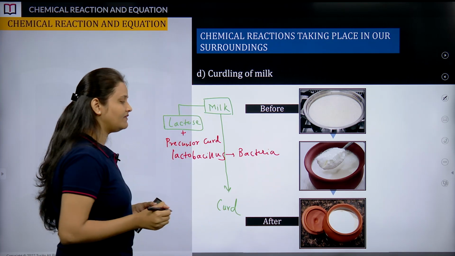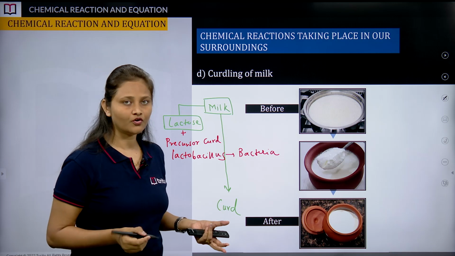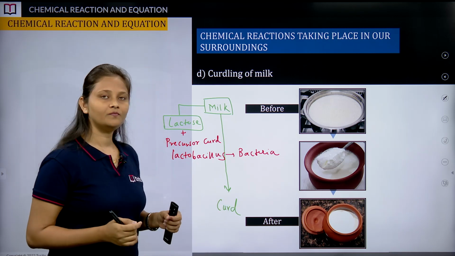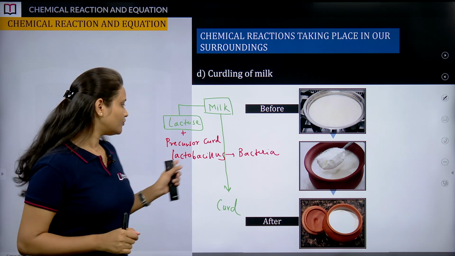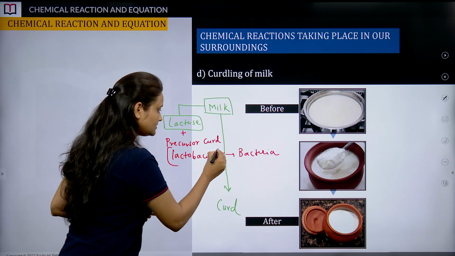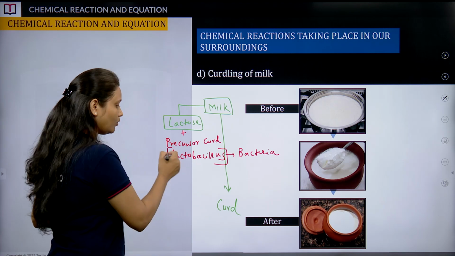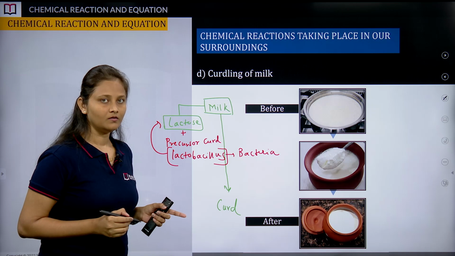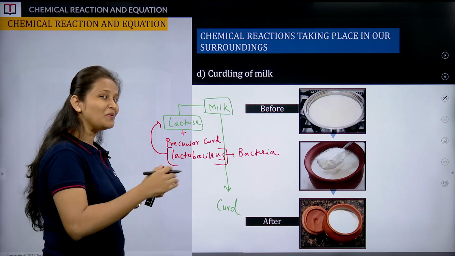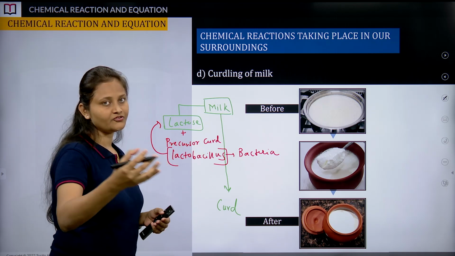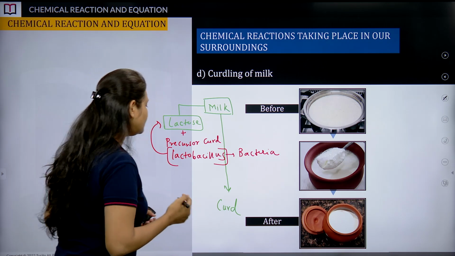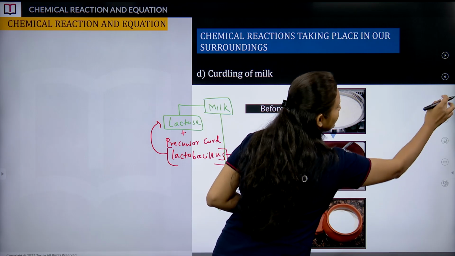Now you all must be wondering, ma'am, this is bacteria, it is very harmful for us. No, there are two types of bacteria, right? Positive and negative. It is one of the positive bacteria. So what this does is it reacts with the lactose which is present in the milk. And it actually multiplies. The multiplication happens in the milk with the help of lactose sugar. And then we observe something like this.